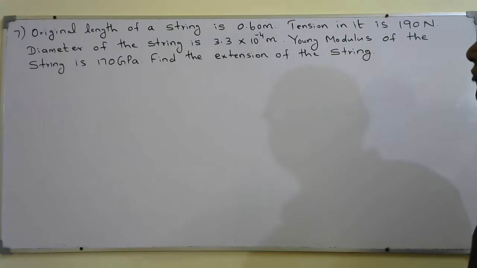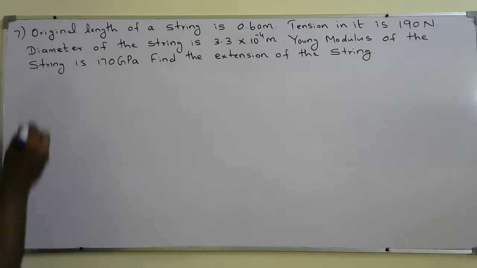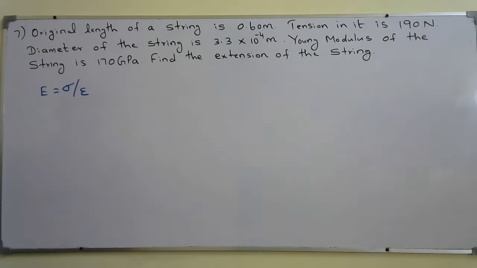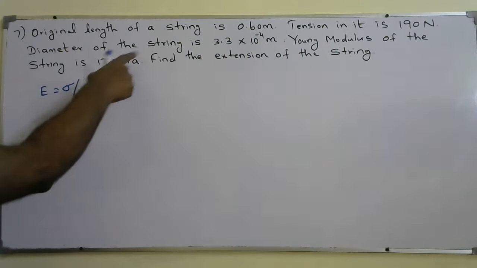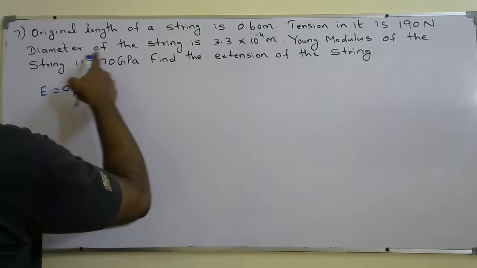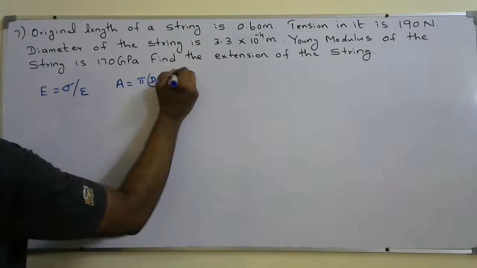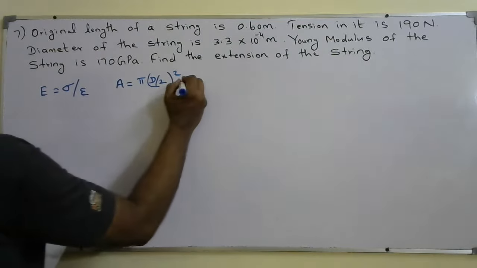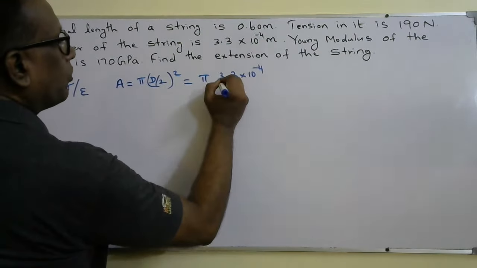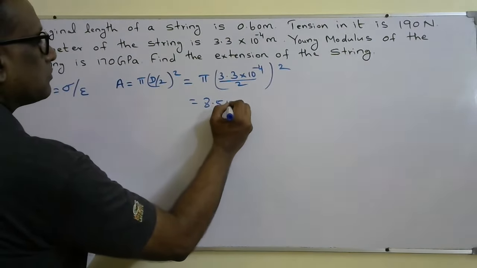So we know that Young modulus is equal to tensile stress over tensile strain. We know the Young modulus, and the tension we know 190, and the initial length we know that, and the diameter we know that. So area of the cross section is pi d by 2 all squared. So we find the area. That's going to be pi, diameter is 3.3 times 10 to the power minus 4 by 2 all squared. So that will be 8.55 times 10 to the power minus 8 meter squared. That is the area of cross section.